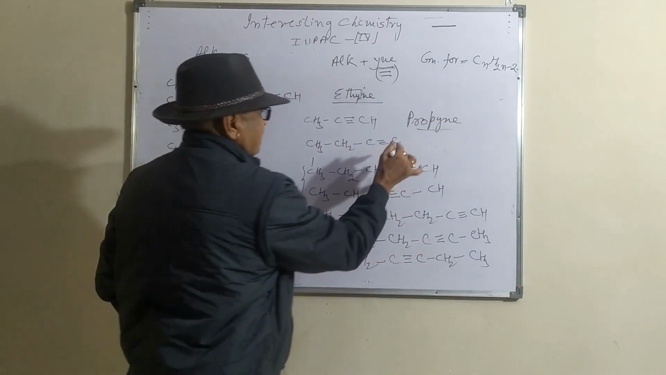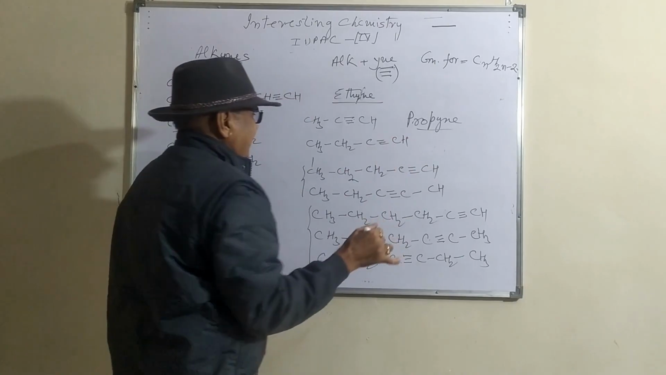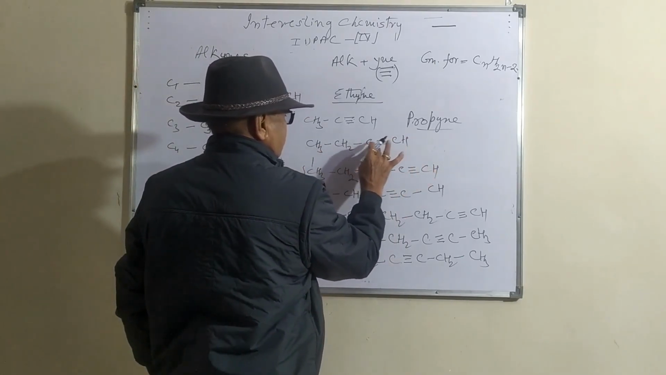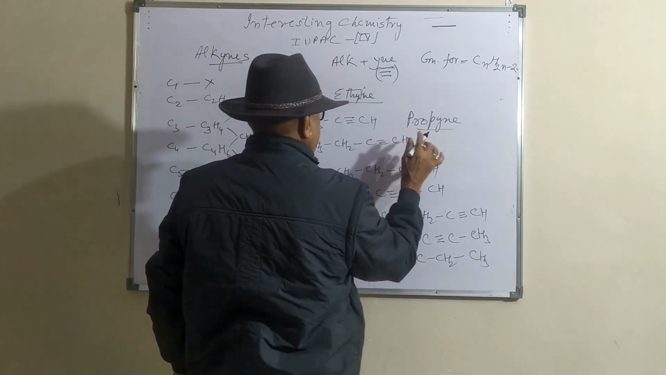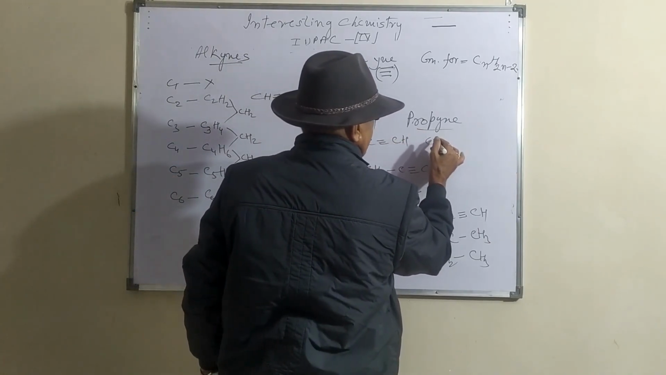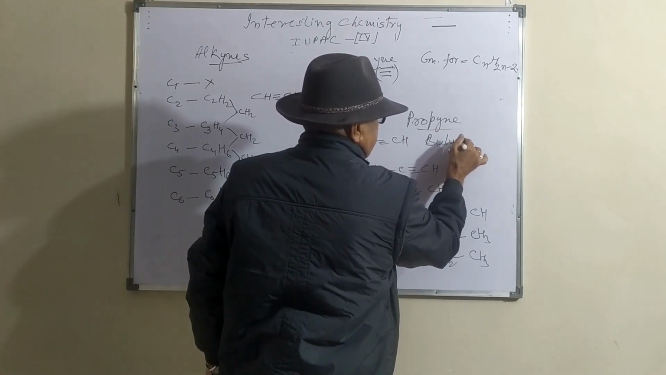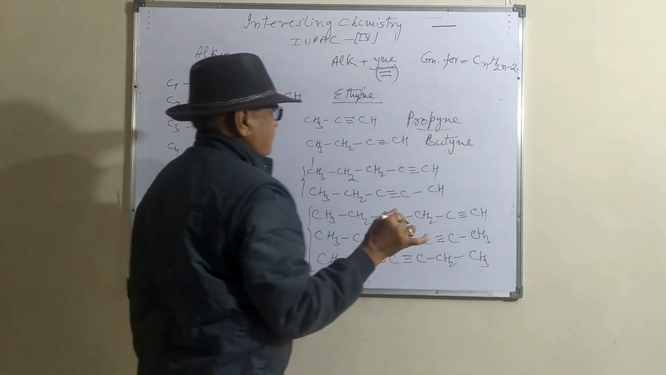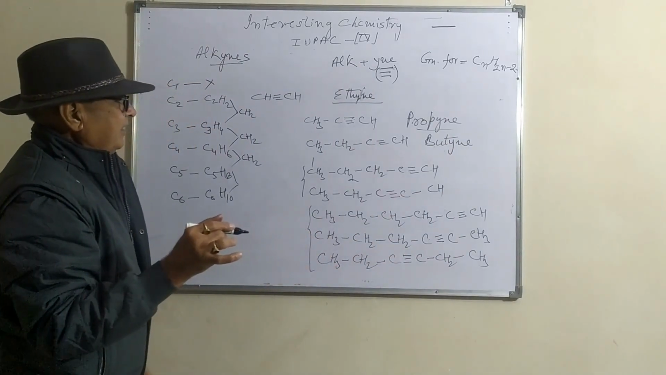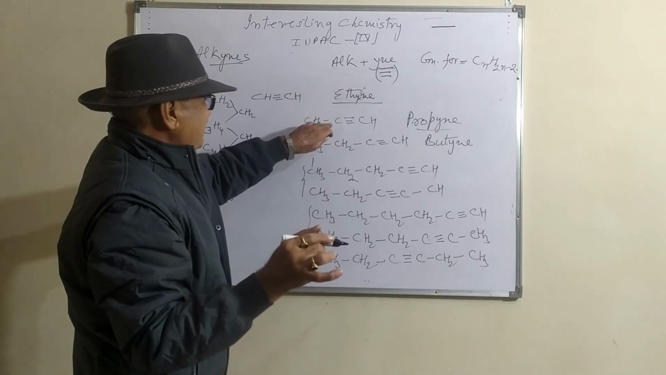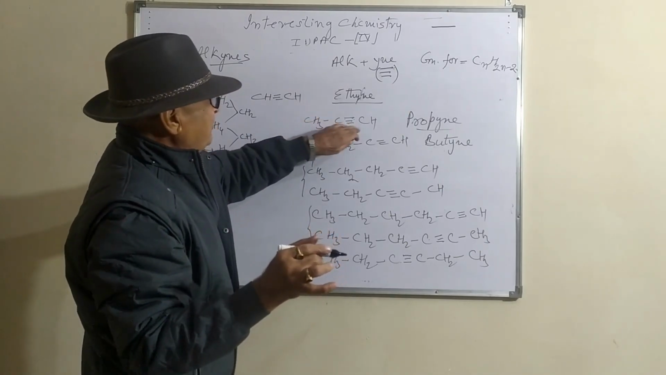Here the name of this compound CH3, CH2, C triple bond CH will be butyne. The name of this compound will be butyne. So here, if I write the triple bond at this place, again it will be propyne.